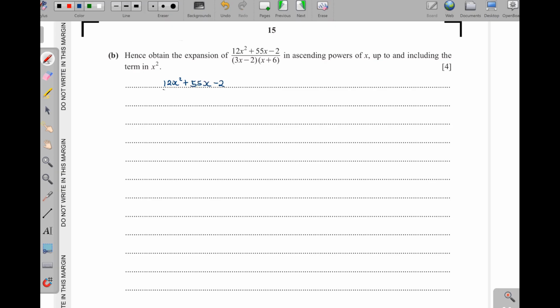55x minus 2 out of 3x minus 2 into x plus 6. We have seen this one is equal to 4, okay? Then plus 6 out of this one, but I will write it as 6, then times 2, this negative 2 plus 3x, then to the power of negative 1, and then there is a minus 5, which we got as the value of b, then x plus 6, I'll write this as 6 plus x. Because remember, we are going to expand in ascending powers of x.